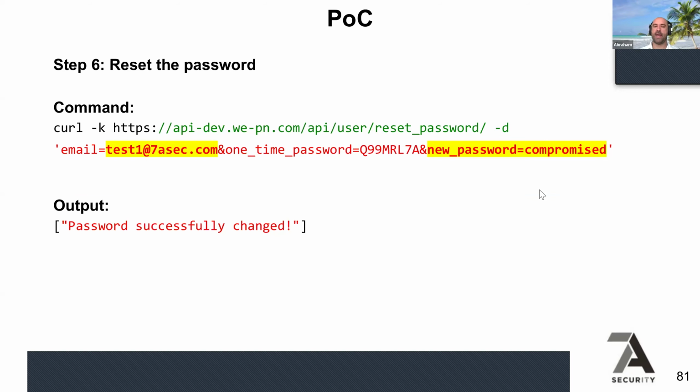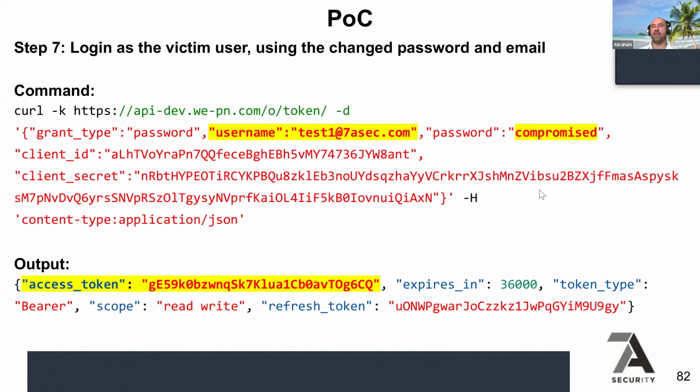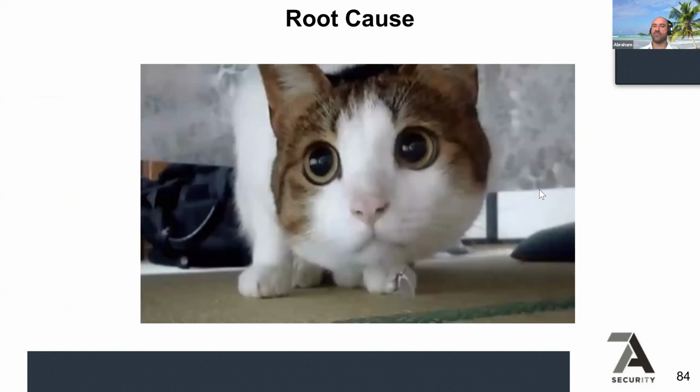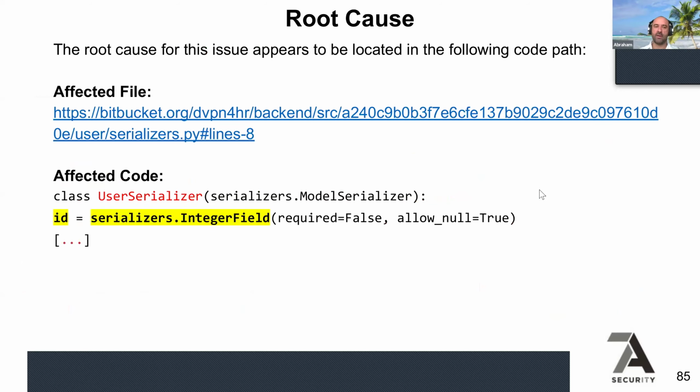So we are resetting the password, and now we can log in as the victim user, and now we have access to everything that this user had access to, right? So it's a very cool attack. The reason was that the ID was being retrieved from the post body, whereas the ID in the URL was being used for validating the access control, right?